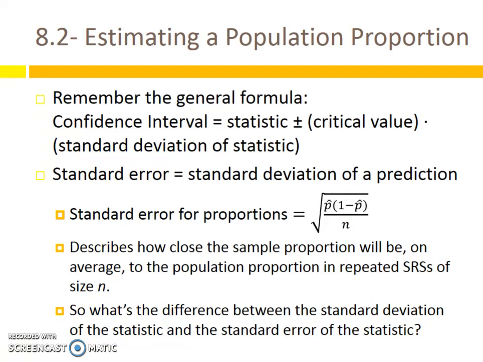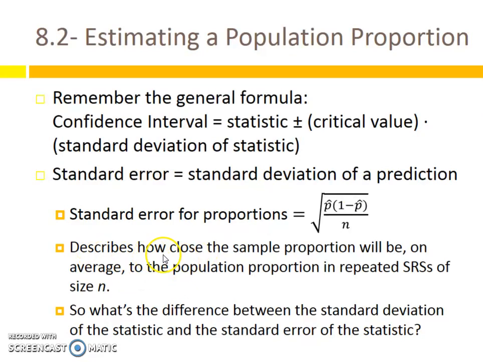So please remember, this is our general formula for confidence intervals. You start with a statistic, which we know is our point estimate. And then we add or subtract some critical value times the standard deviation of the statistic. This adding and subtracting section, that's called the margin of error. Now, instead of saying the standard deviation of a statistic, we can instead call it the standard error. The standard error formula looks like this. Now, it looks really, really close to the formula for standard deviation of a sampling distribution.